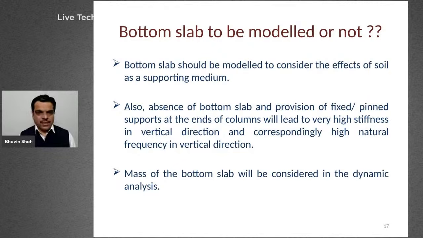If we consider the column with a fixed support, we won't be able to consider that additional mass. There is also a second point: the absence of a bottom slab and provision of fixed or pin support at the end of columns will lead to very high stiffness in the vertical direction, and correspondingly we will get a very high natural frequency in the vertical direction. So from these reasons, I would suggest that we should model the bottom slab.